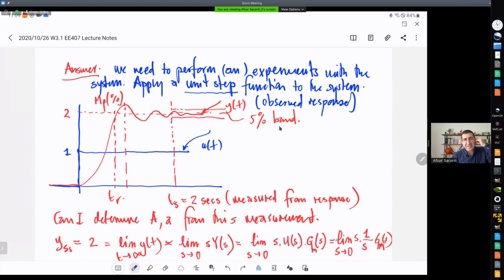Okay, so that's a very good question. Let's say that we have measured rise time, percent overshoot, the final value, and the settling time. From each, in fact from a combination of these values, you can obtain different versions of capital A and small a. Is that correct?